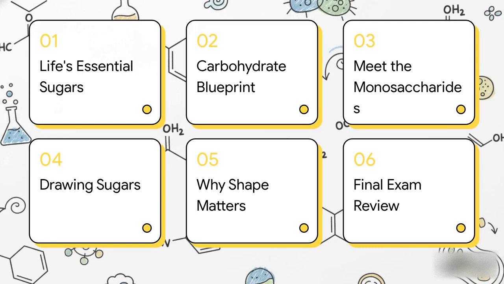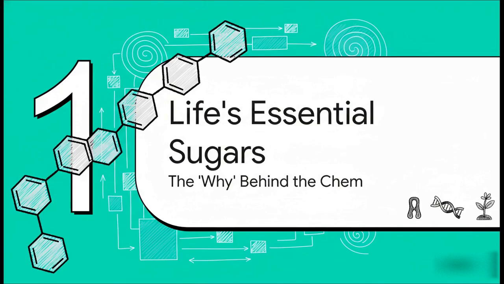Okay, so here's our game plan. We'll start with why these sugars are so essential. Then we'll get into the actual chemical blueprint. We'll meet the simplest building blocks, learn how to draw them, and then most importantly, see why their shape is literally everything. And of course, we'll wrap up with a quick review for your exams. First things first, let's talk about why we should even care.